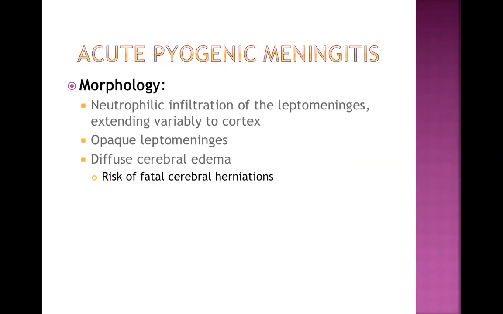Now, what is the morphology in case of acute pyogenic meningitis? What happens to the brain? If we examine the brain grossly or even microscopically, what do we see? There is neutrophilic infiltration of the leptomeninges, because we are talking about acute pyogenic meningitis, which extends variably to the cerebral cortex as well. The leptomeninges will become opaque because of the pus deposition there, and there is diffuse cerebral edema because of severe inflammation. And this cerebral edema will lead to raised intracranial pressure.